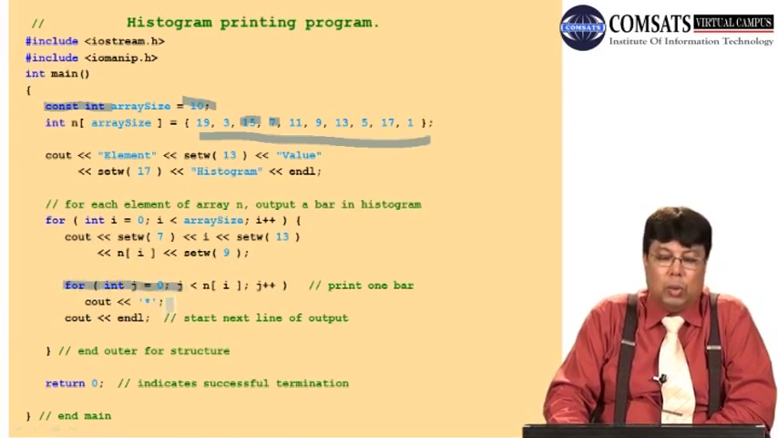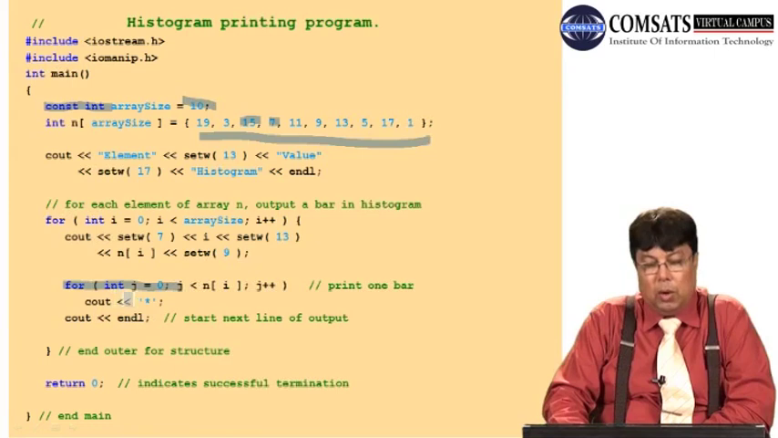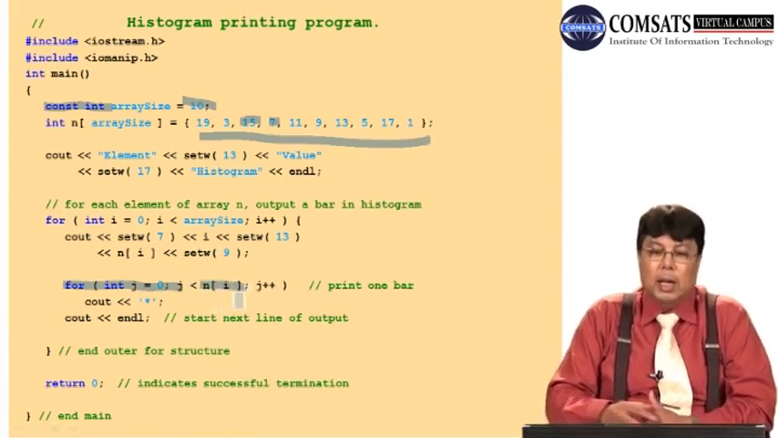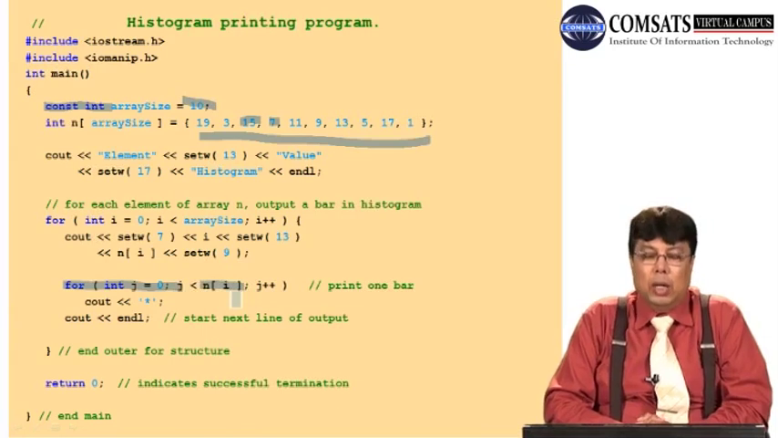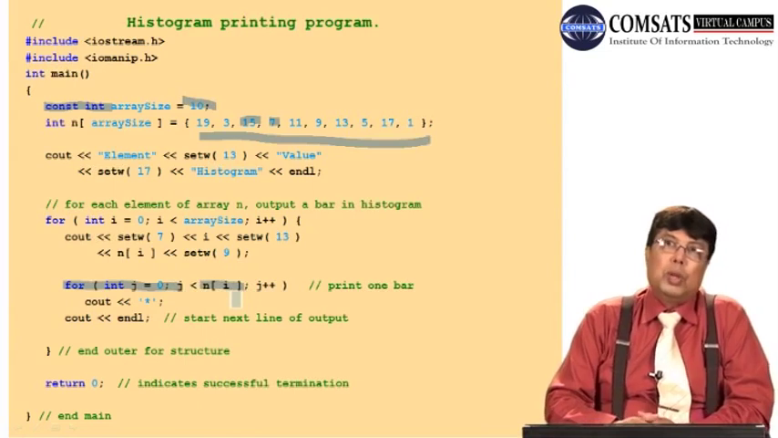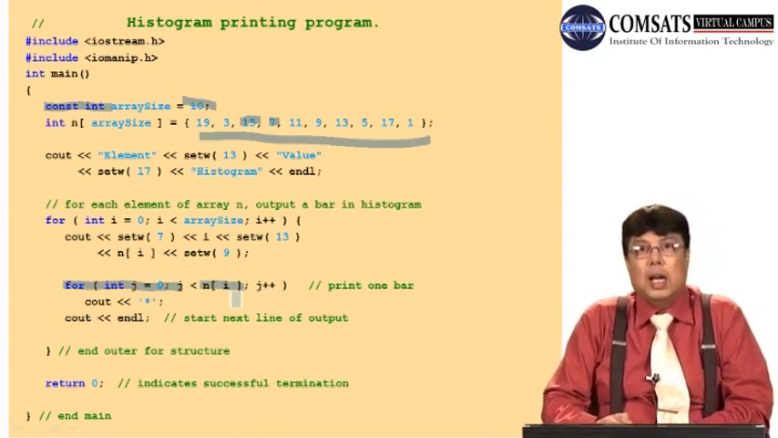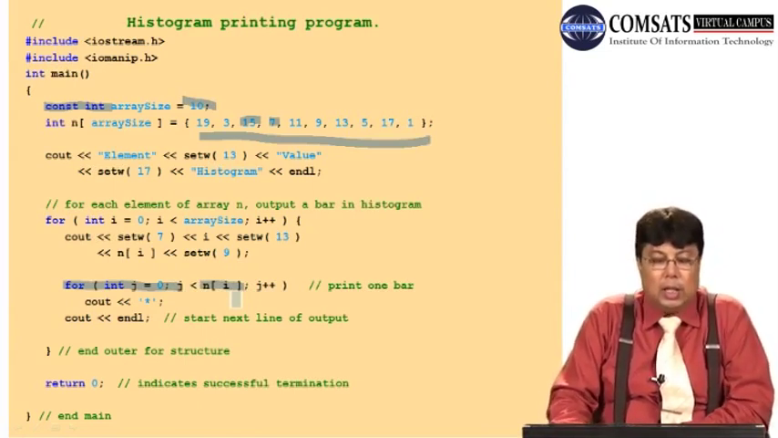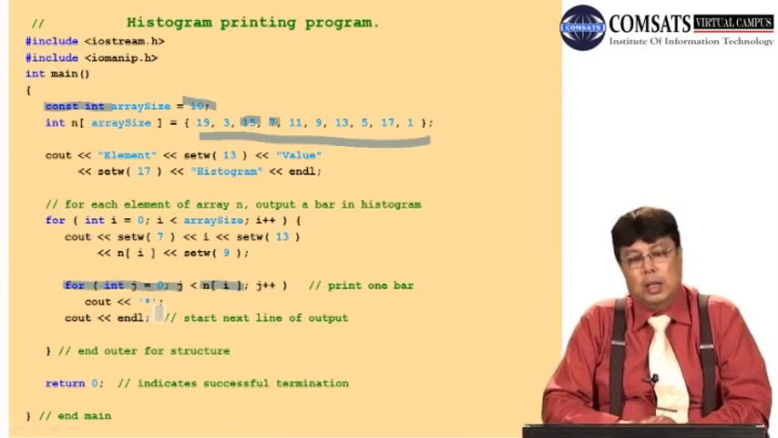So therefore this for loop starts from j is equal to 0 and up to... now how will it know that I have to print 19 times? It will say n of I. Since the value of I is 0 and n of 0 is 19, therefore this loop should execute 19 times. It means that this static should be printed 19 times.